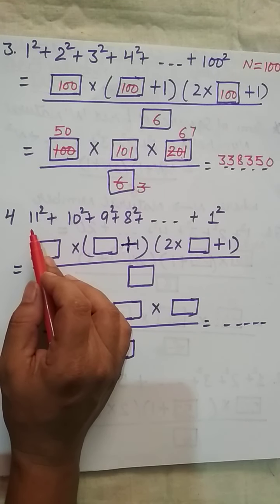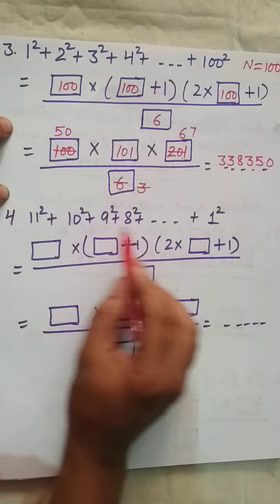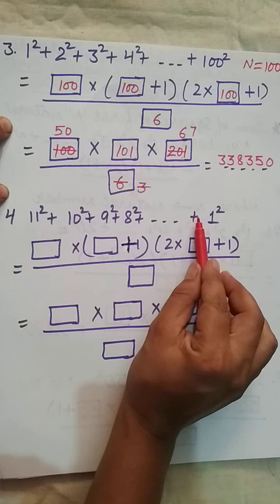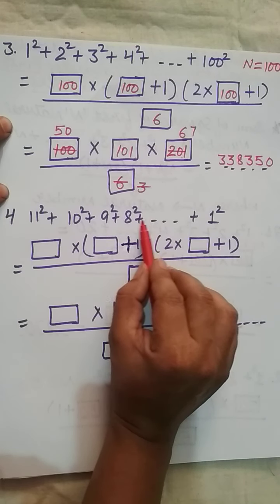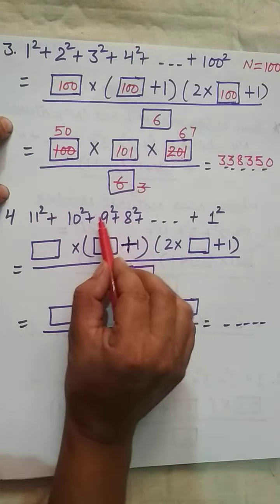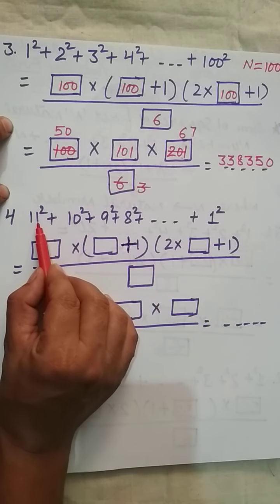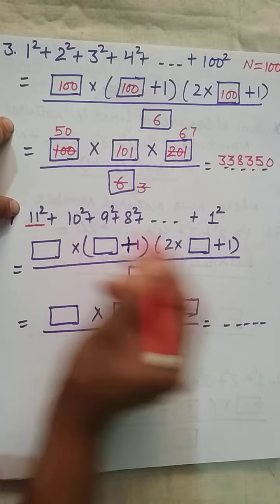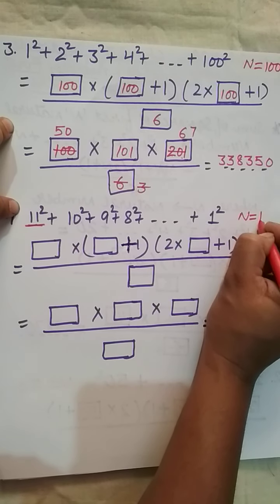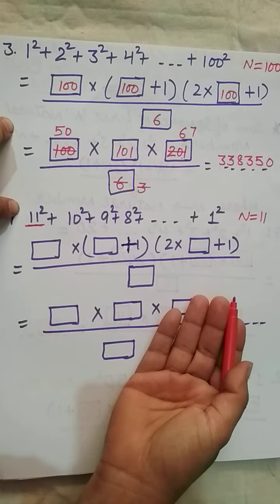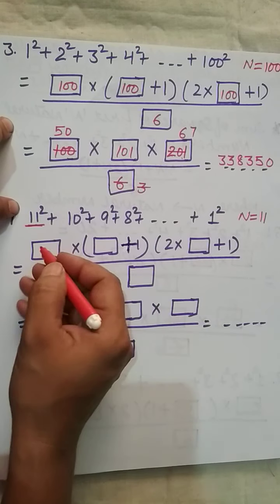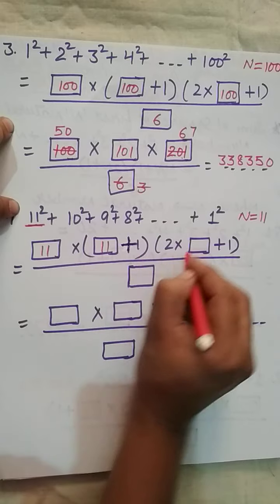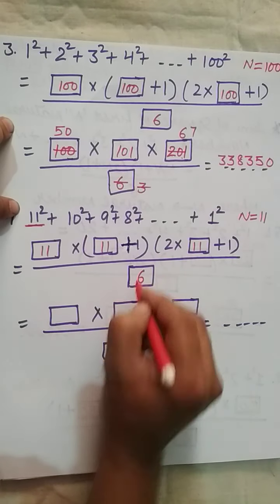Now question number 4: the question is same, only the way to write the sequence is in the reverse order. We can read the statement from this side, square of 1 plus square of 2 up to so on, plus square of 8 plus square of 9 plus square of 10 plus square of 11. It means here the value of n is 11. So n is equal to 11 and the way to fill the blanks is same.